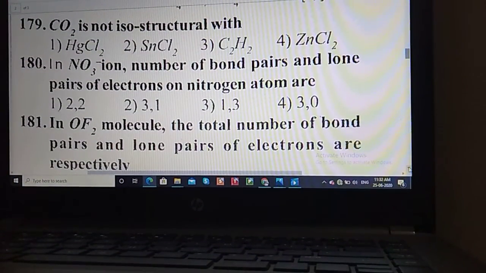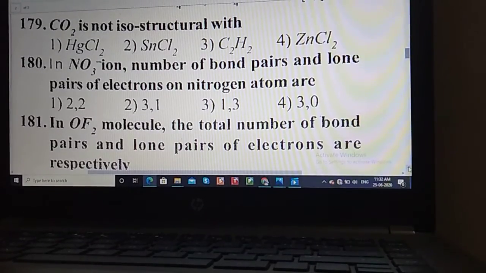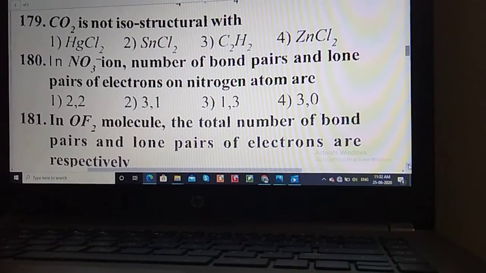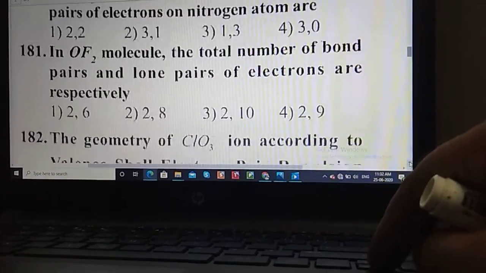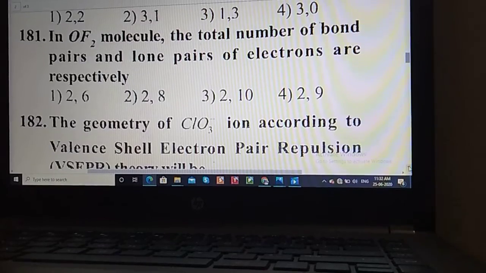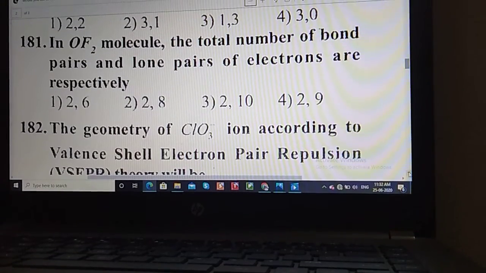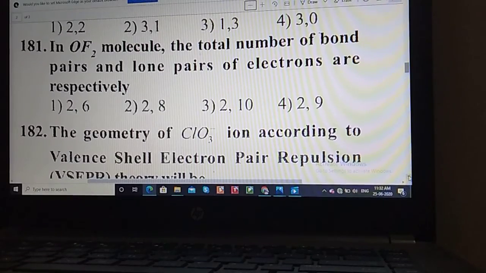So the correct option, if you are talking about the most probable option, will be option number 4. But here this option is wrong. 4 is the correct answer. Number of bond pair is 4. Now let us move to 181, student. What is there? In OF2 molecule, total number of bond pair and lone pair electrons are respectively. So the OF2 molecule is there, student, and they are asking bond pair and lone pair.